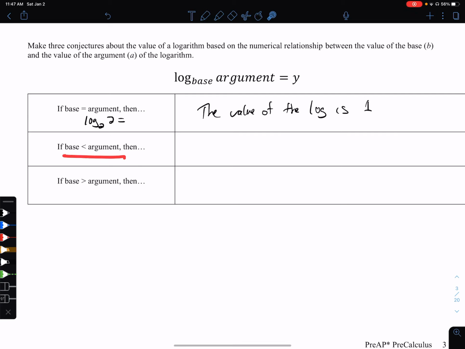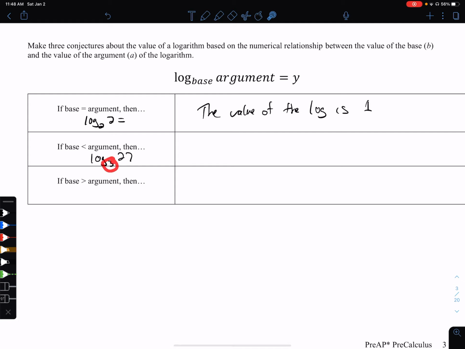What if the base is less than the argument? So let's say we had something like log base 3 of 27. What does that tell us about the value of this logarithm? If the base is less than the argument, that means that this base has to be raised to an exponent that is bigger than 1. Because to make this bigger, we have to raise 3 to a number that's bigger than 1. Like 3 to the second is 9. 3 to the third is 27.